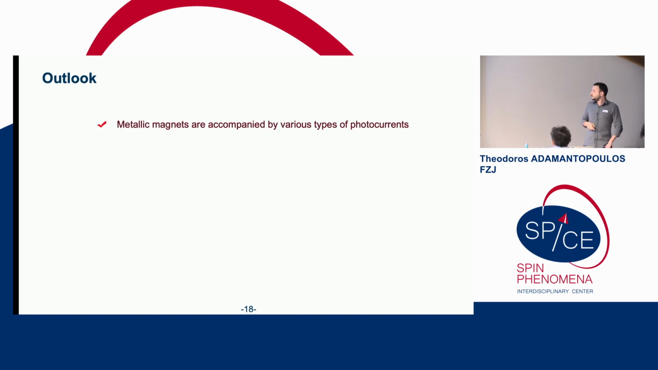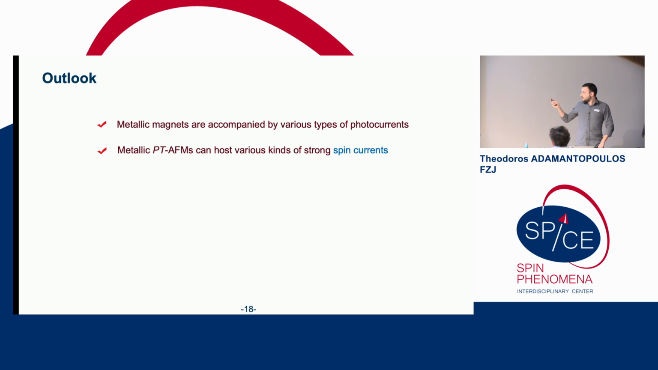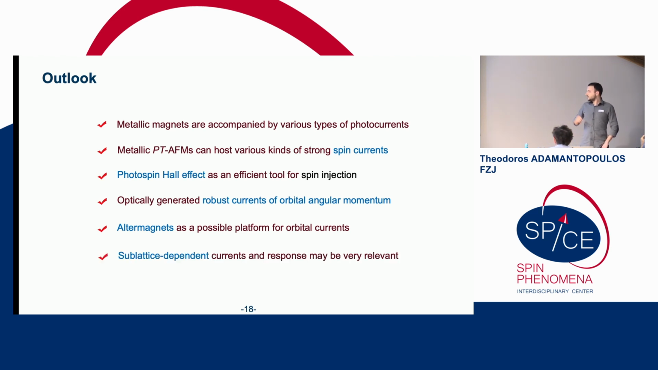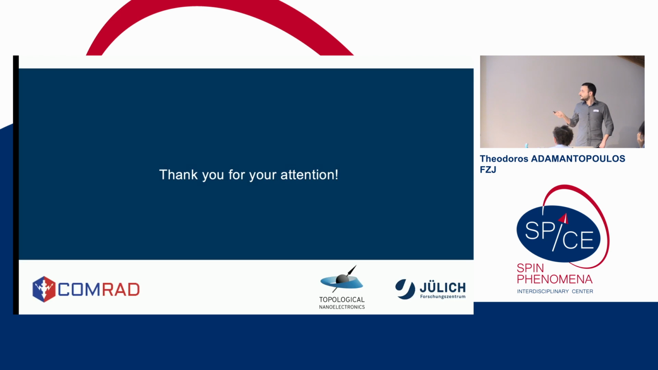Closing, today I talked about metallic magnets that are accompanied by various types of photocurrents. I presented that metallic PT antiferromagnets can host various kinds of strong spin photocurrents. I introduced the photospin Hall effect as an efficient tool for spin injection. I talked about optically generated robust currents of orbital angular momentum. And I also introduced the altermagnets as a possible platform for orbital currents. And I discussed sublattice-dependent currents and responses, which may be very relevant in the future. Thank you.